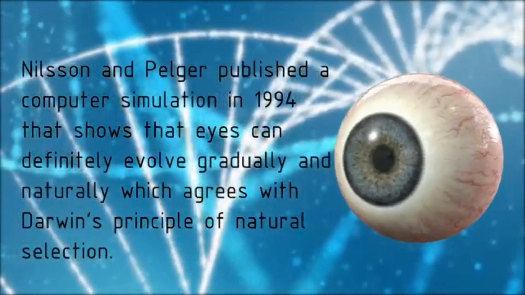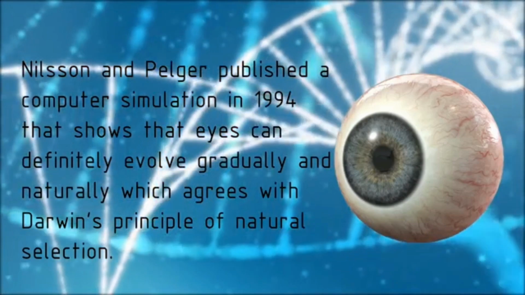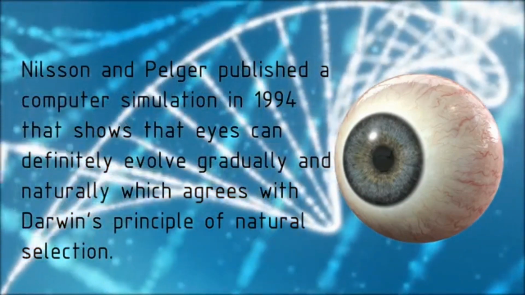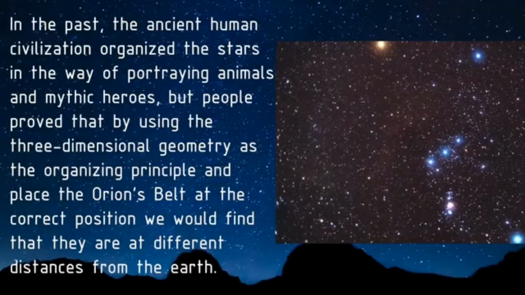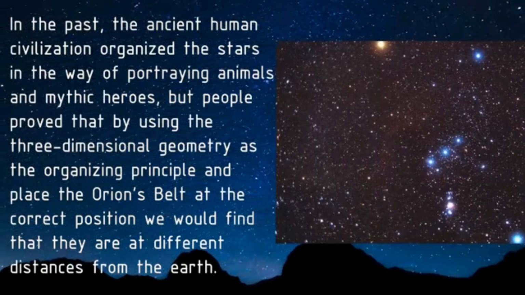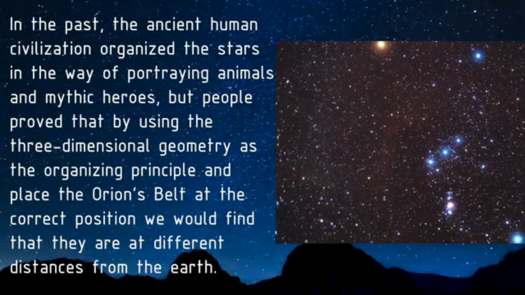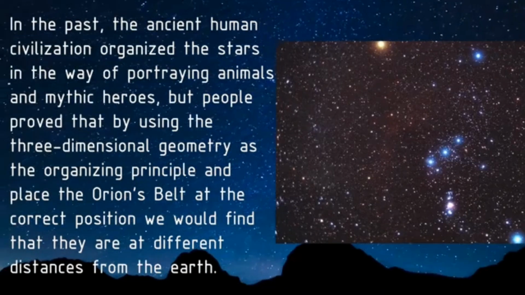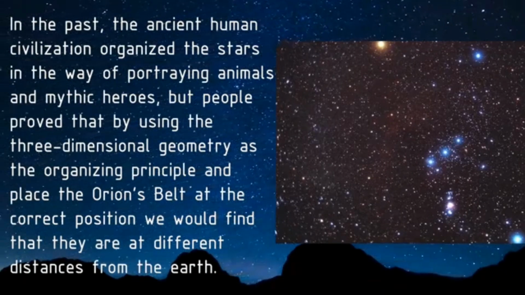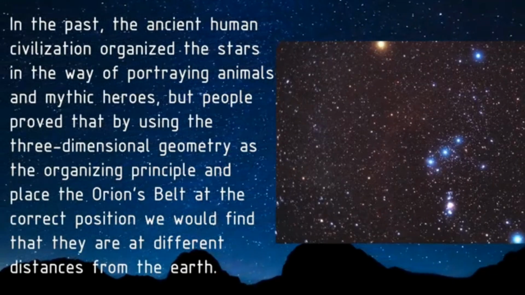Nilsson and Pelger published a computer simulation in 1994 that shows the eye can definitely evolve gradually and naturally, which agrees with Darwin's principle of natural selection. In the past, ancient human civilizations organized the stars in the way of portraying animals and mythic heroes, but people proved that by using three-dimensional geometry as the organizing principle and placing Orion's belt at the correct position, we would find that the stars are at different distances from the Earth.